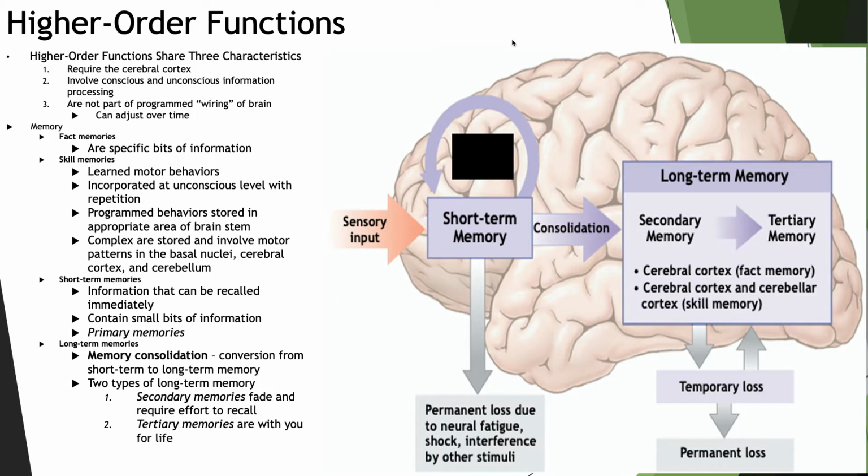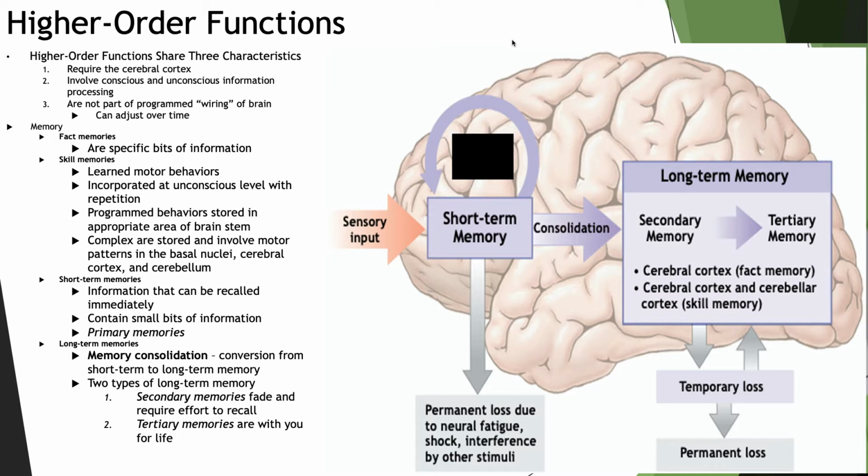So higher order functions share three characteristics. One, the cerebral cortex is required for their performance, and they involve complex interactions among the areas of the cortex and between the cerebral cortex and other areas of the brain. Two, they involve both conscious and unconscious information processing. Three, they are not part of the programmed wiring of the brain, and for this reason, higher order functions are subject to adjustment over time.